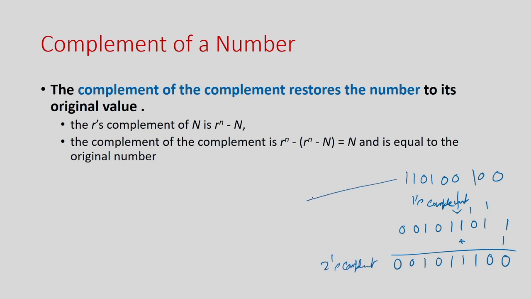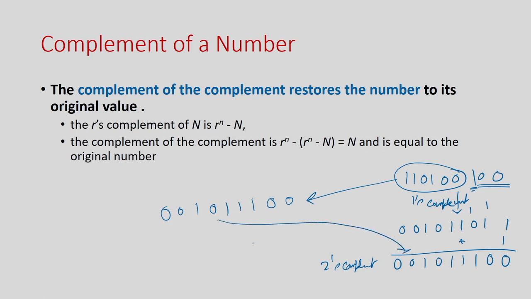I can do it directly. The rule is that whatever the leading zeros are, you keep them as they are, till the first 1. I will keep them as they are and the rest of the bits I will complement. So it is 110100. If you see here, this is exactly what I obtained by doing the 1's complement and adding 1. This is a simplification, but if you are not confident, you can always do a 1's complement and add 1.